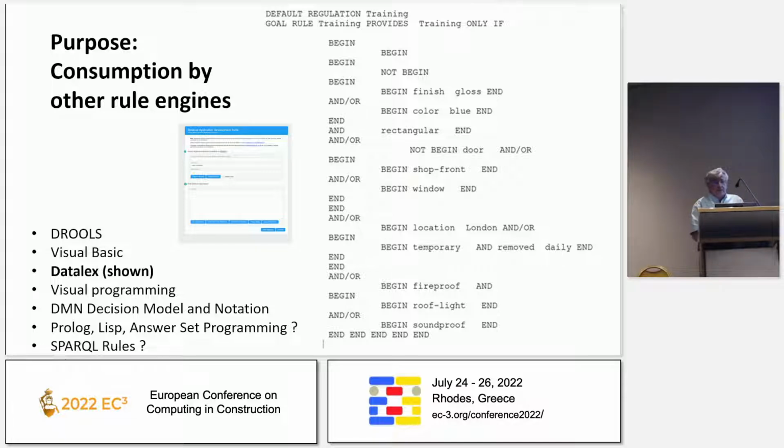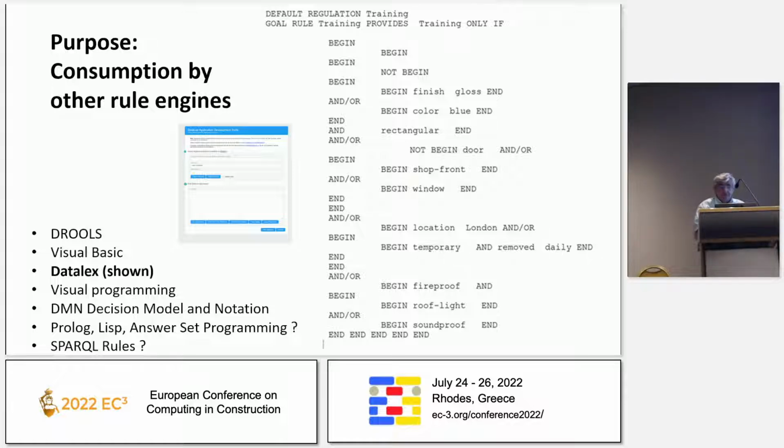Another purpose for making different presentations of RASE documents is for consumption by other rules engines. The example that was being published at the moment in the UK, we use Java rules as a rule engine. The one I've shown is a rule engine called Datalex. And you can see that a direct transformation has produced some kind of logical statement about what the regulation actually says. And you can interact with it and answer the questions until you get an outcome.